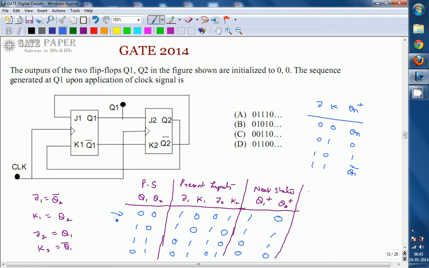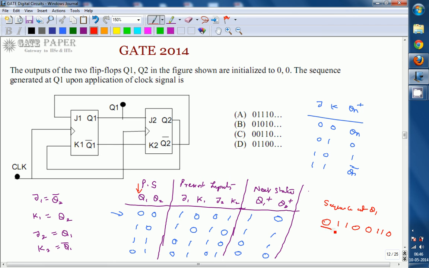So what was the sequence generated at Q1? If you are looking at Q1, you must look at this point. This is the point you are going to check. So first 0, then Q1 is 0, 1, 1, 0, 0 again. So you are going to write the sequence in this way. The sequence at Q1 starts with 0, next 1, 1, 0, again 0 you will get, because again you are coming back to 0, 1, 1, 0. Like this you will get the sequence.